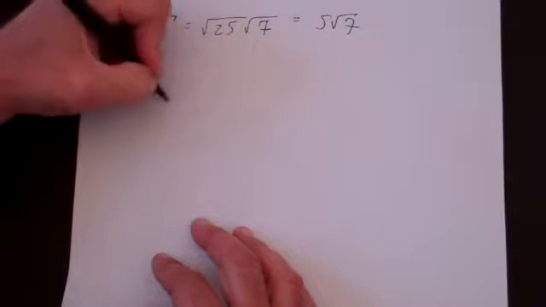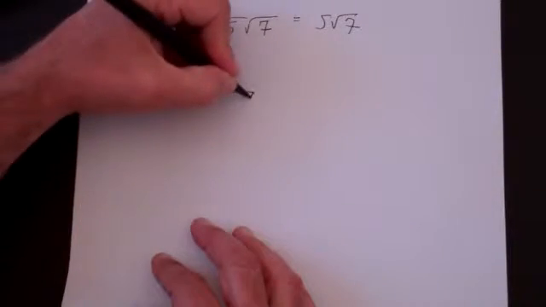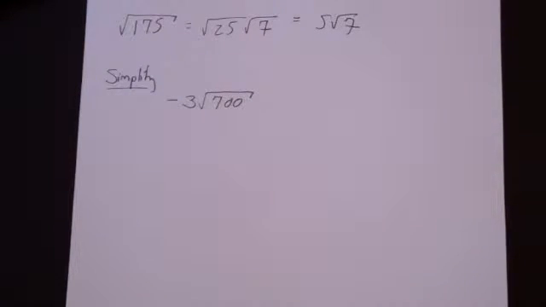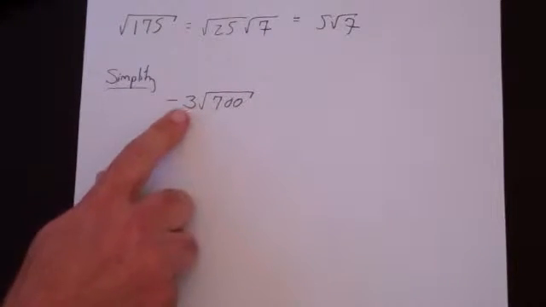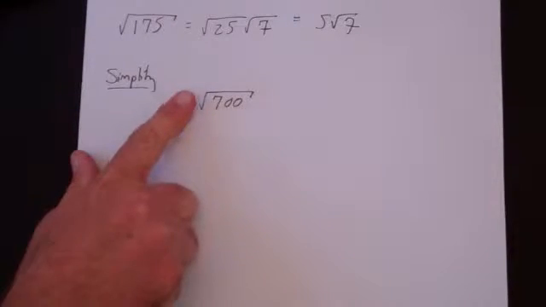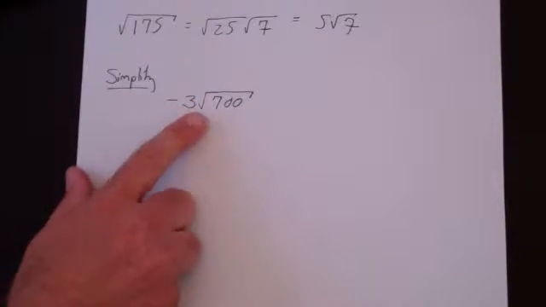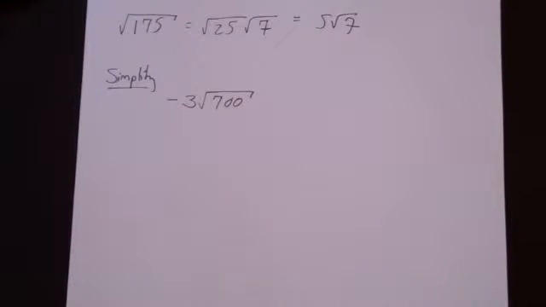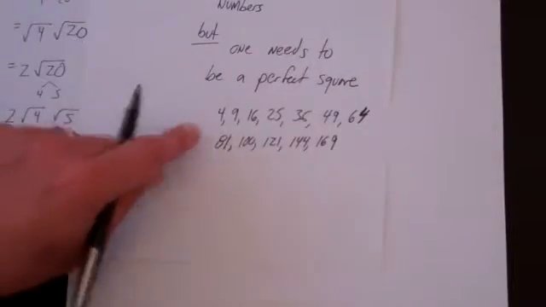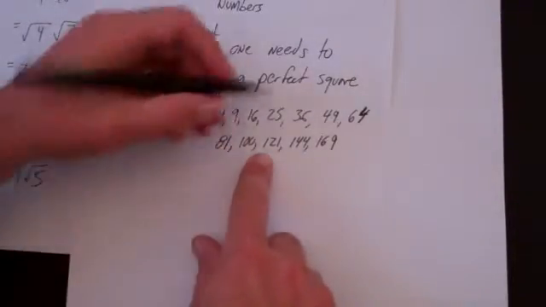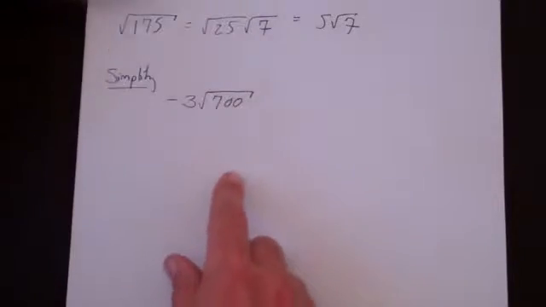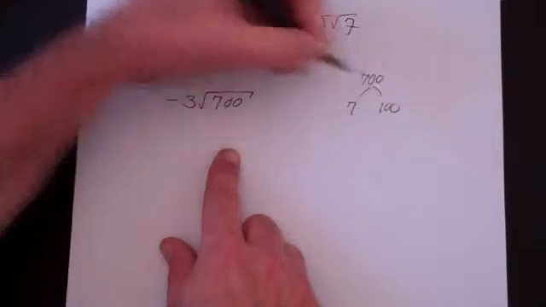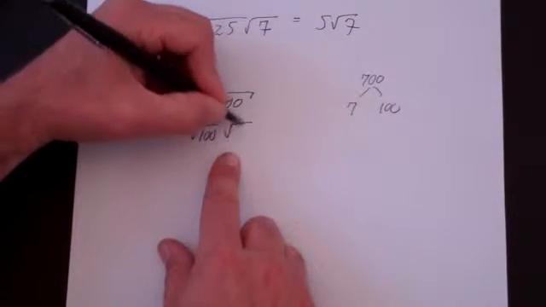Now let's look at another one. Let's simplify minus 3 square root of 700. The first thing we do is initially ignore any number that's outside the radical sign. What we have here is the square root of 700. 4 goes into 700. 25 goes into 700. But the largest of these perfect squares that goes in is going to be 100. So 700 is 7 times 100. So that's the square root of 100 times the square root of 7.